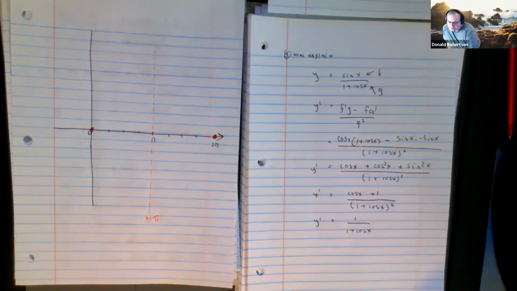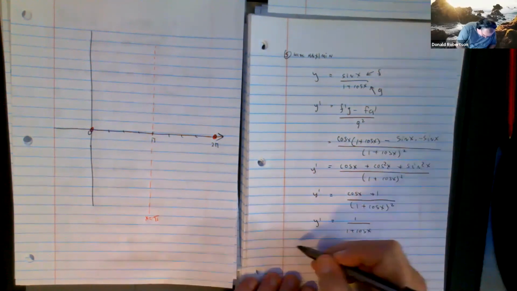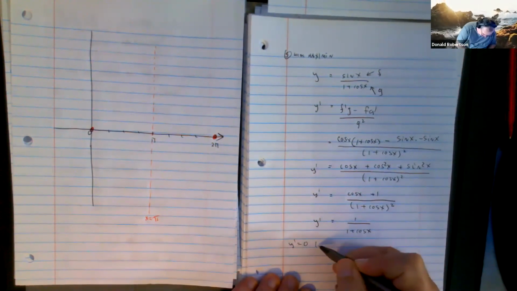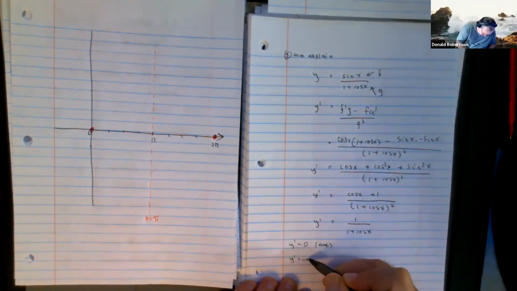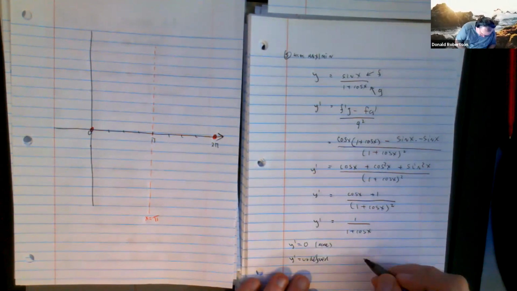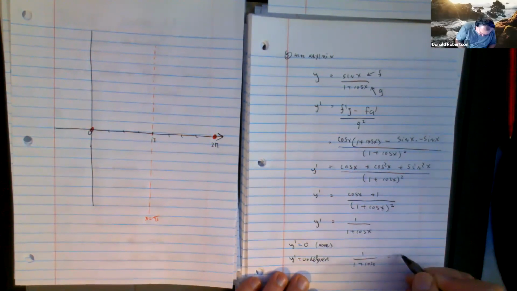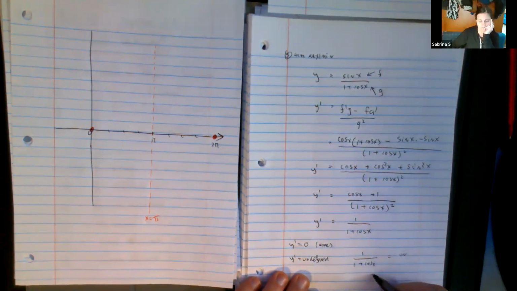Does it have an undefined? Right? Well, y dash equals 0, none. But what about y dashed undefined? Yeah. Where will that happen? At cosine x equals minus 1, so x is pi.